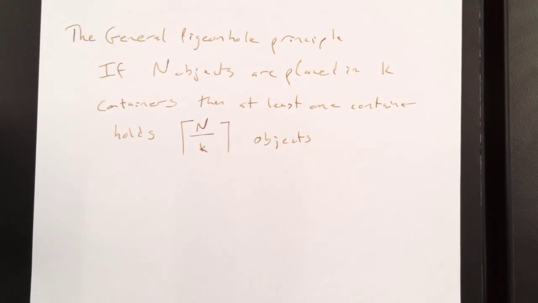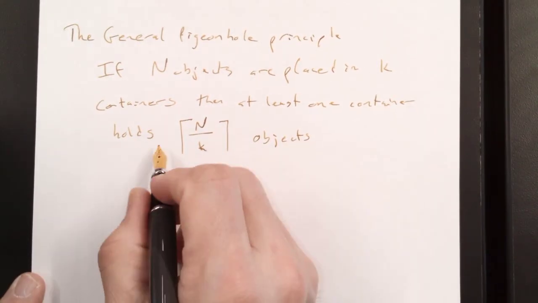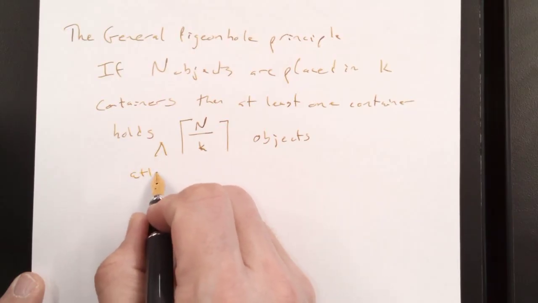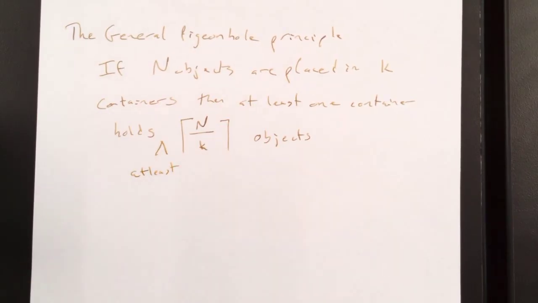Suppose that should actually be written right here. It holds at least n over k objects rounded up. So if I ask you to pick cards from a standard deck, how many cards do you need to make sure you have 3 of the same suit?